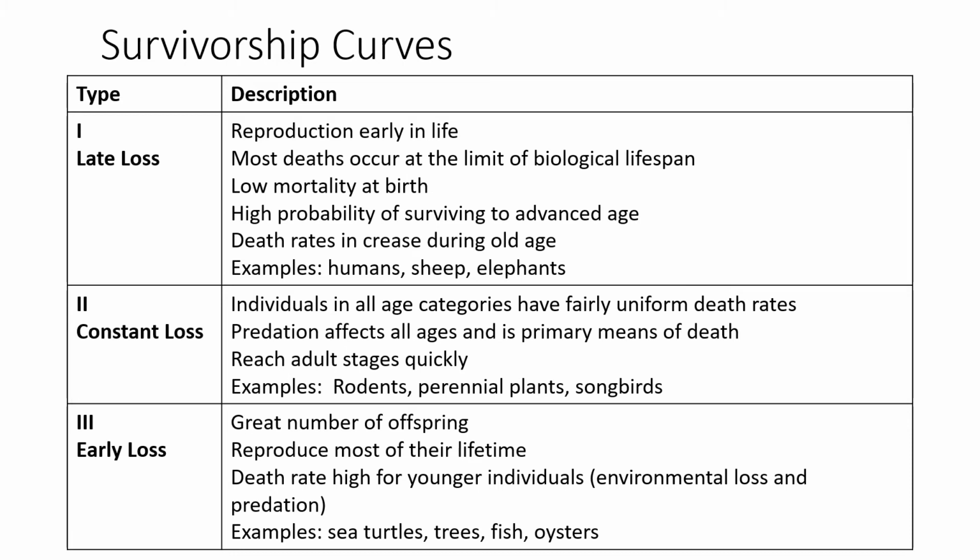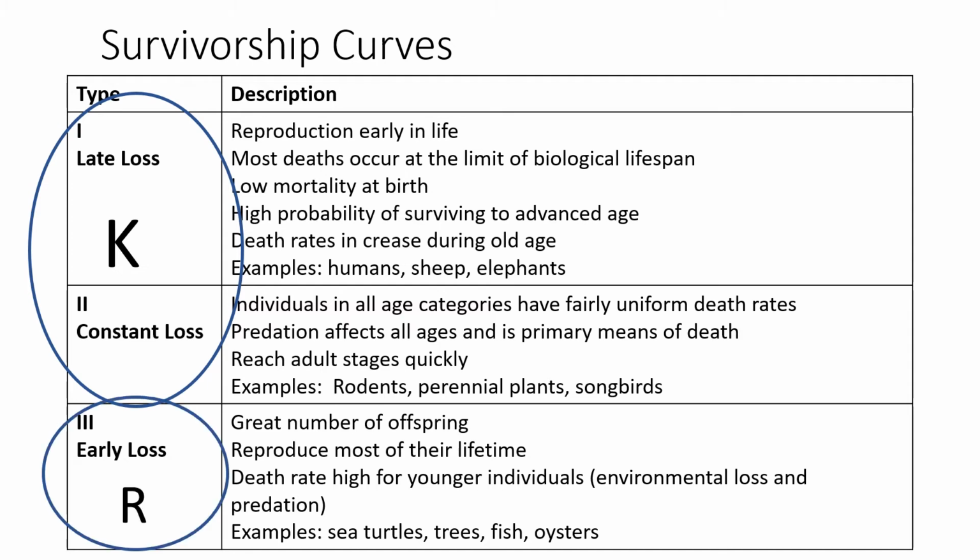And you also have early loss survivorship, which is type 3, where you have a lot of offspring, but most don't get that far in life. Very high death rate for younger individuals. Like sea turtles, right? You have these cute little sea turtles, and then the birds pick them off or they die in the ocean. Really, you just put out as many offspring and hope that some survive. In looking at these survivorship curves, like I said before, types 1 and 2 are K strategists, and type 3 are R strategists.